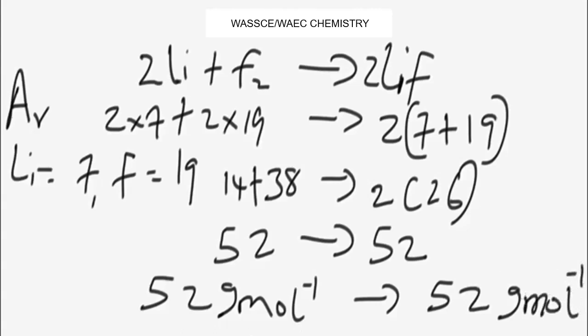Now if you observe, you will see that the total relative formula mass, or molar mass, on the left hand side of the equation is equal to the total relative formula mass, or molar mass, on the right hand side. So mass is conserved. It's as simple as that, guys. This is the idea behind conservation of mass. So let me give you a practice question to ensure that you have understood this topic, and after that you can call it a class.